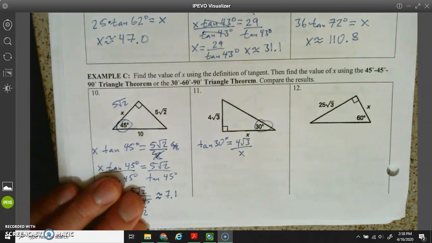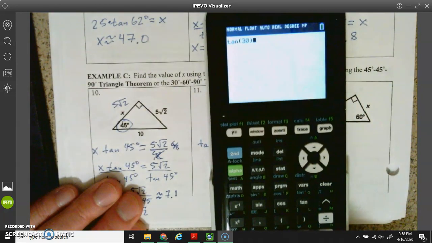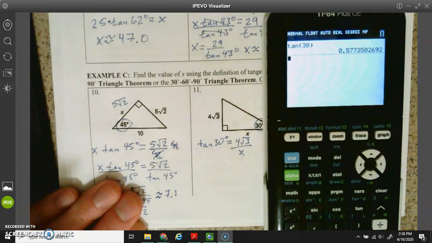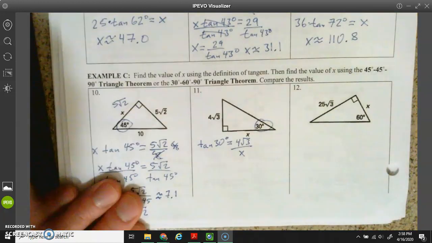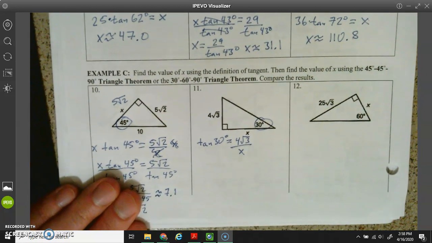Now with this, just from me knowing, tangent of 30 is a special value, and it is 0.5773502692. Now, that doesn't mean anything to you right now, but it will shortly. Let's go ahead and finish out this problem. You'll see what I mean.